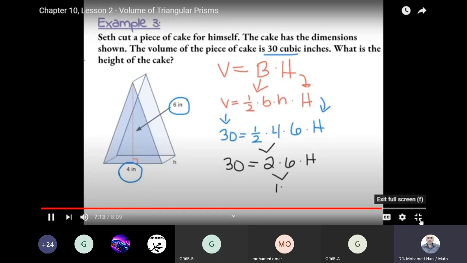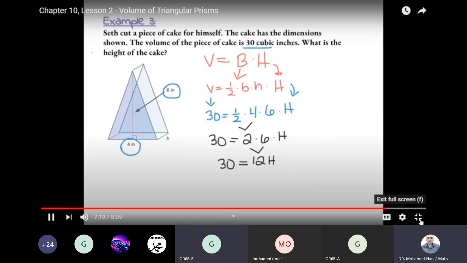2 times 6 gives us 12. So we have 12H is equal to 30. Now to solve for H, we have to get it by itself by using inverse operations. The operation happening now is multiplication, so we're going to do the inverse and divide by 12 on both sides. These 12s cancel out, and we're left with H equals 30 divided by 12.